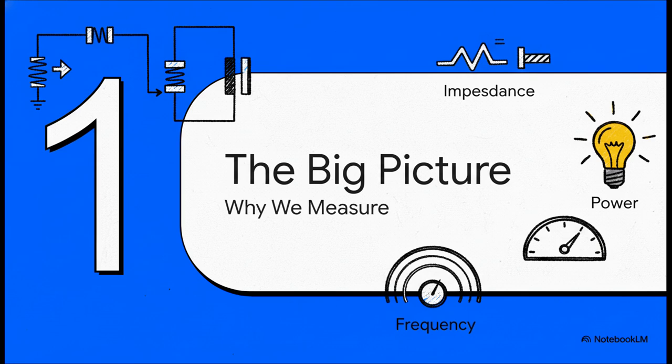All right, section 1. So, why these three specific measurements? Well, it's because together they give us a complete health checkup for a circuit. Impedance tells us how much the circuit is fighting against the flow of energy. Power tells us how much energy is actually flowing. And frequency, that tells us how fast it's all happening. They're basically the three pillars of performance in electronics.